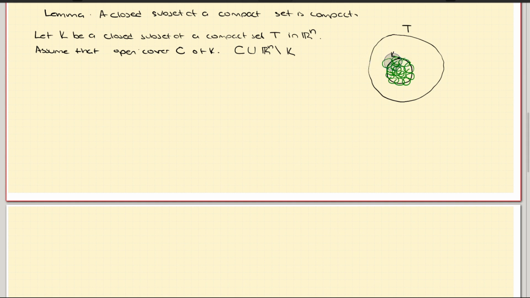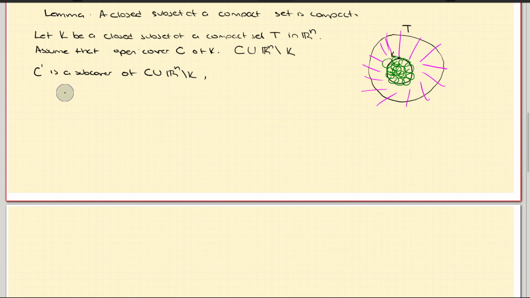And the complement of K, we take the union of it with all the sets of C. This will cover the whole T, right? And since T is compact, this set should have a finite subcover that covers the whole T. So let's call this subcover C prime. C prime is a subcover of C union Rn minus K, and it has a finite number of sets contained in it.